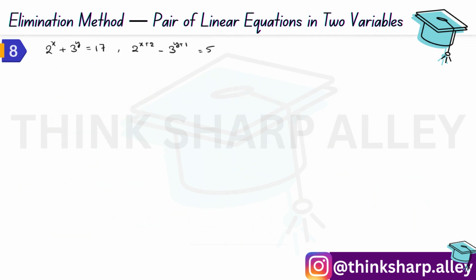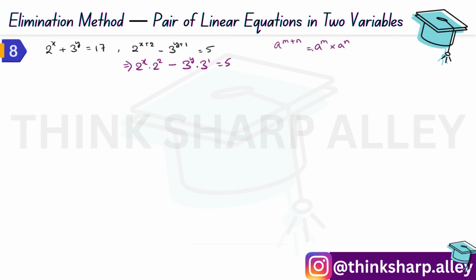Now let's look at our final question, which is slightly different from the previous ones because here the variables appear in the exponent. At first this might look complicated, but we can simplify it by expressing the powers in terms of 2 to the power x and 3 to the power y. What I want to say is, notice that 2 to the power x plus 2 can be written as 2 to the power x into 2 square, right? Minus 3 to the power y plus 1 can be written as 3 to the power y into 3 to the power 1.